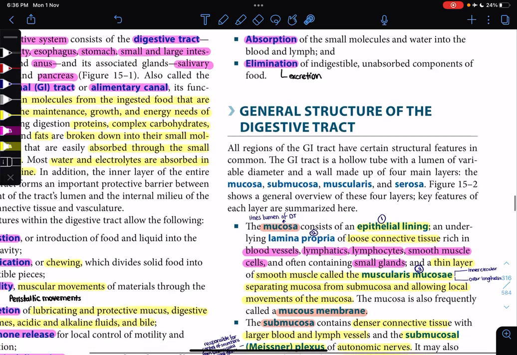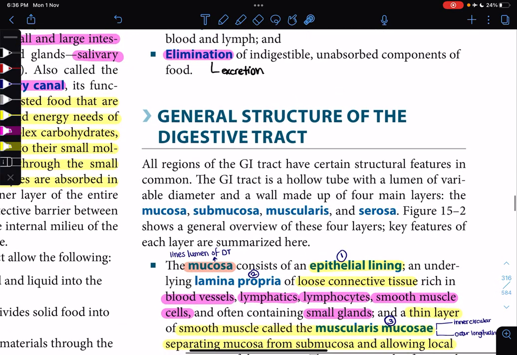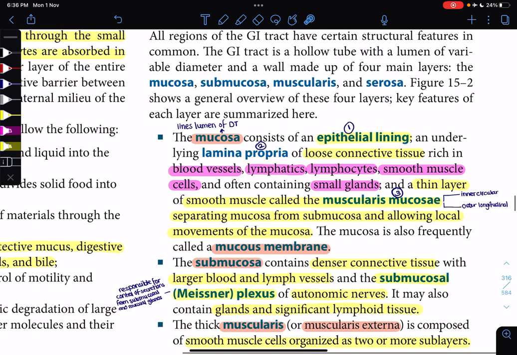So خلينا نتكلم هلا عن the general structure of the GI tract. All regions of the GI tract have certain structural features in common. The GI tract is a hollow tube with a lumen of variable diameter and a wall made up of four main layers. So those layers are the mucosa, the submucosa, the muscularis, and the serosa. رح نتكلم عنهم in detail.